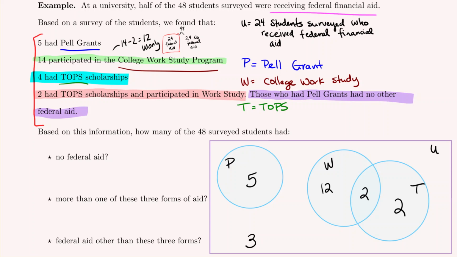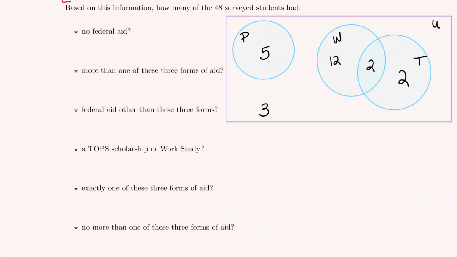Now that we've drawn our Venn diagram and it's clear, let's move on to answer the questions asked. Okay, so remember at the very beginning we surveyed 48 students and we just asked them initially the question, do you have federal aid? 24 said yes, 24 said no. Of the 24 who said yes, we asked them follow-up questions like, do you have a Pell Grant? Do you have TOPS? Do you have work study? And we had the information. However, we know the number of students who had no federal aid was the original 24 students who said, I don't have federal aid.